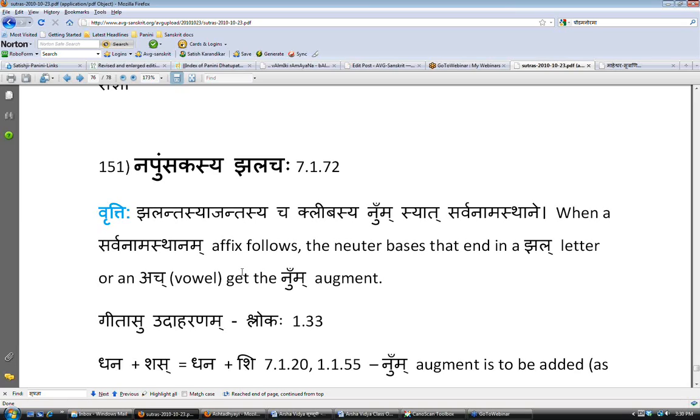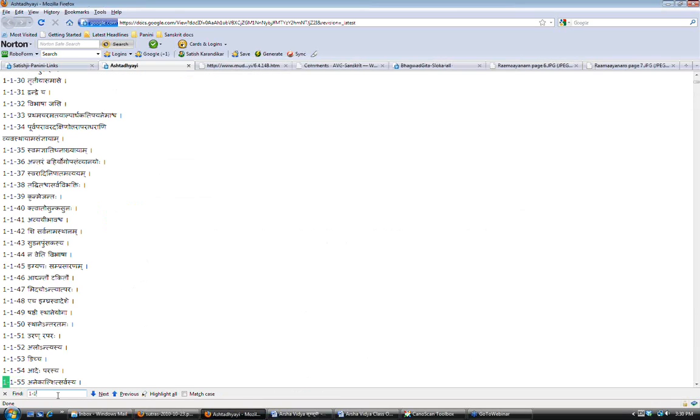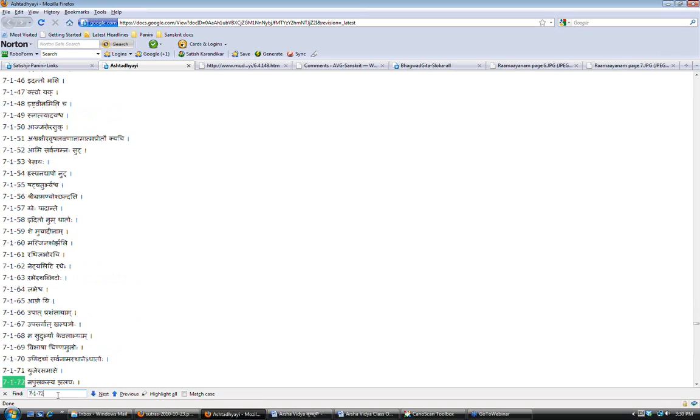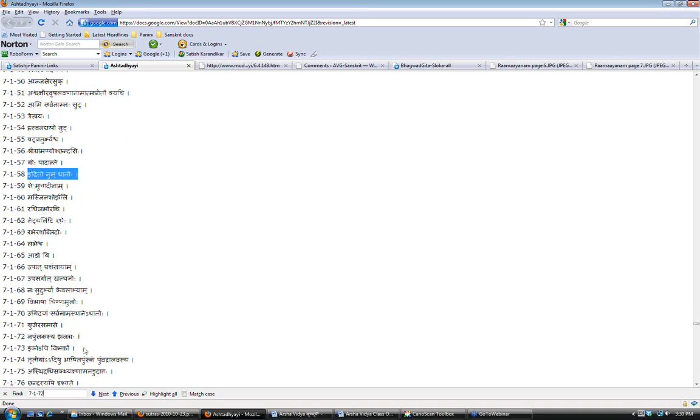sarvanamasthane pare. See, the num agama comes to the angam, which is a neuter, and which ends either in a jhal or an ach, a jhal or an ach. So what do we have right now? Let's go to the Ashtadhyayi, 7.1.72, napumsakasya jhalachah. Okay, so this is the section of the num agama. From 7.1.58, idito num dhatoh, starts the num agama section. We are in 7.1.72.